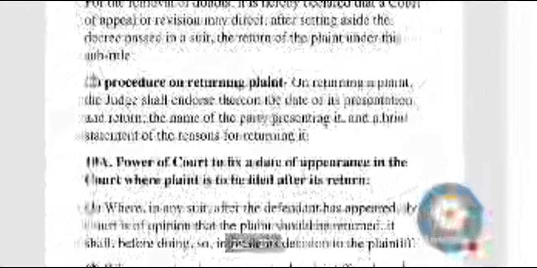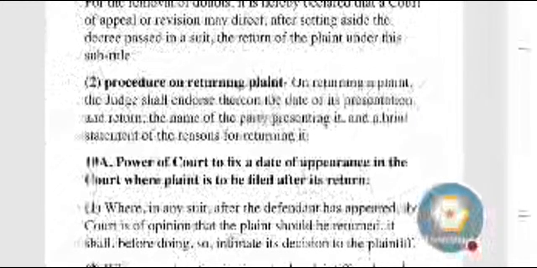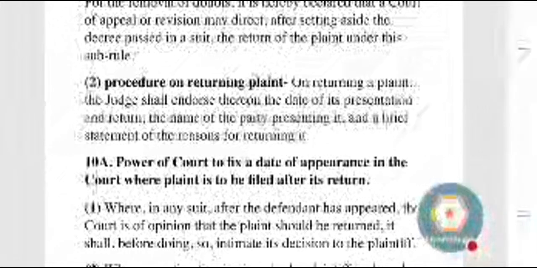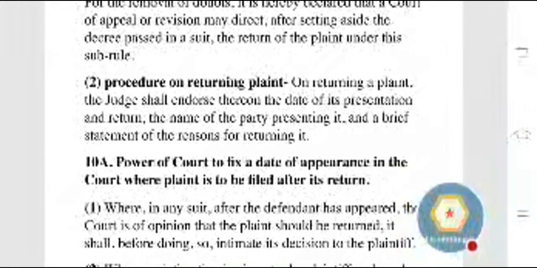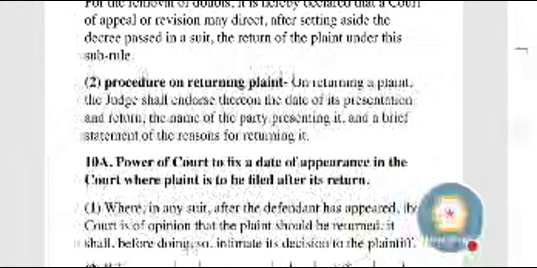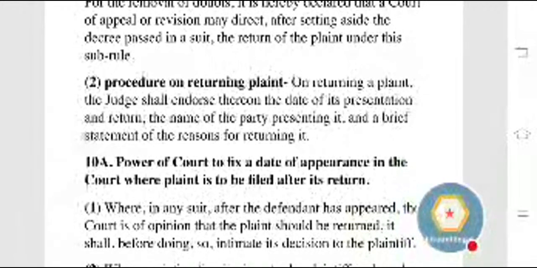Sub rule 2, procedure on returning plaint. So if the plaint is returned, what will you do? What will be the steps that have to be taken by the plaintiff? Now on returning a plaint, the judge shall endorse thereon the date of its presentation and return, the name of the party presenting it, and a brief statement of the reason for returning it.